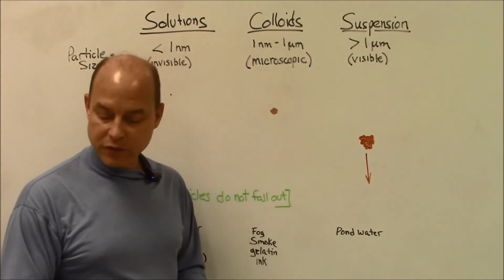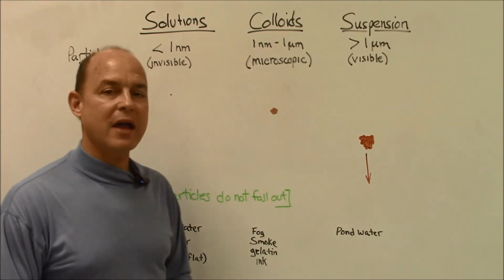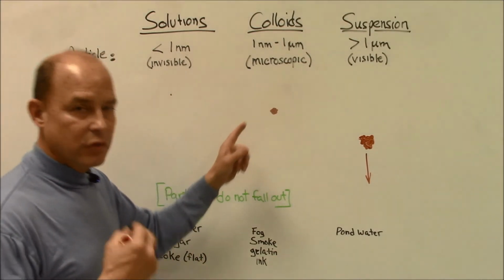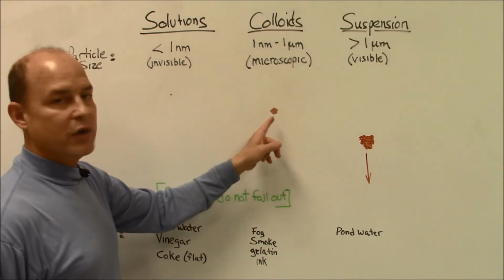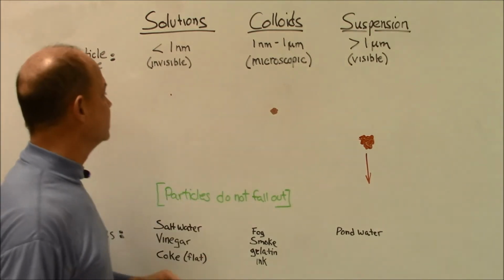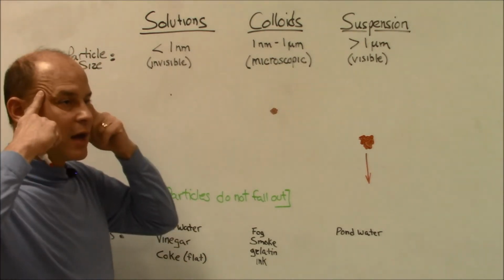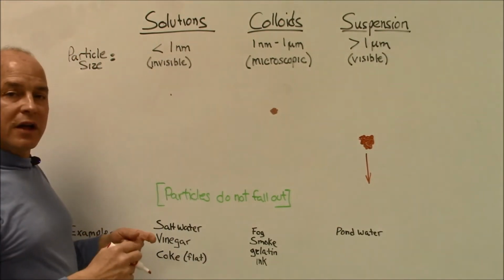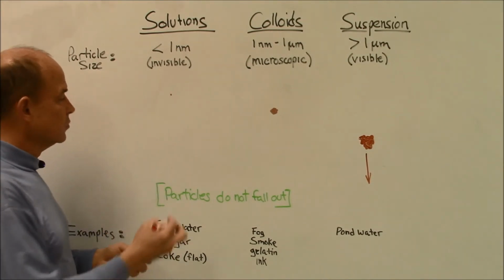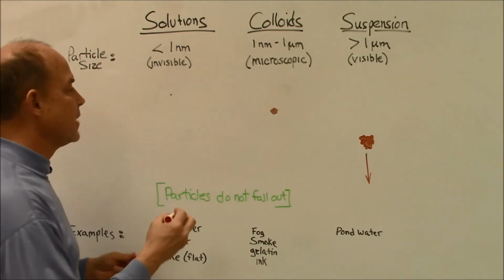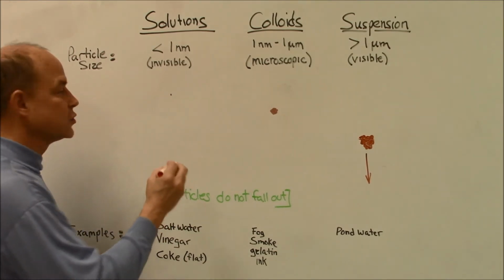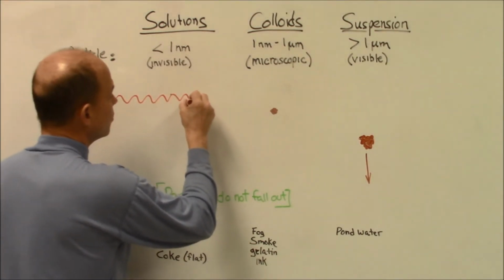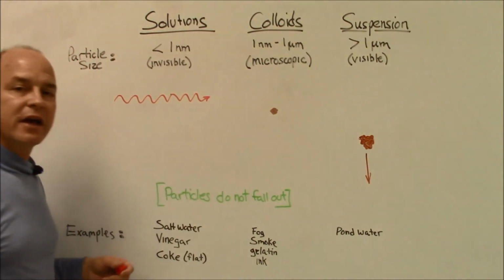Let me take the particle size idea a little bit further and talk about the scattering of light. If you remember from our studies, the colloids are the only ones that scatter light. Let me try to give you an image to put in your head. With solutions, these particles are so small, the light waves don't even see them. They go right by. I'm going to draw a light wave as a squiggly line. So the light waves go right by. They don't even notice that the particle is there.